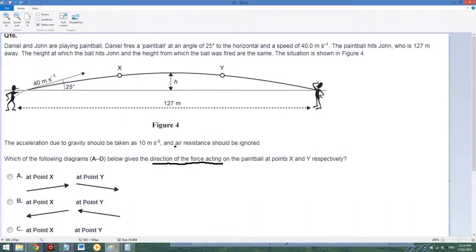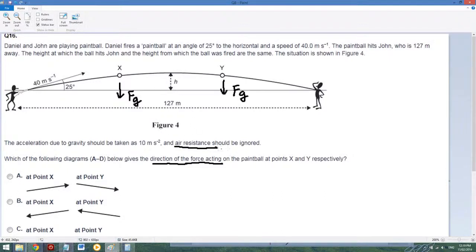Okay, let's do another question. Let's finish the whole thing up. Okay, have a look. What are they asking this time? Okay, same content. Which of the following below gives the direction of force acting on the pinball at point X and point Y? Okay, we have the ball flying. Now, at point X and point Y, what's the direction of force?